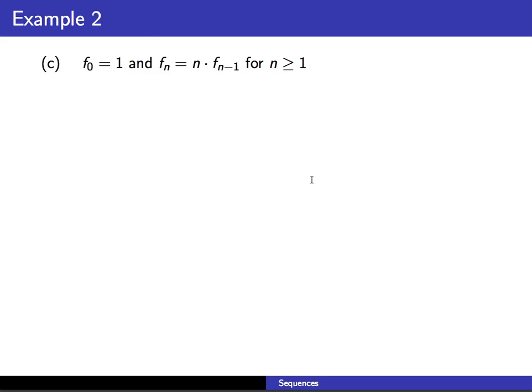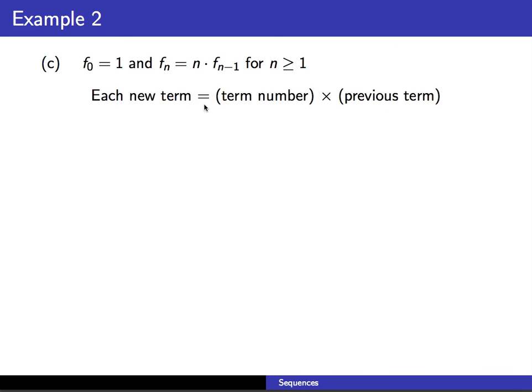All right, part C, we have f sub 0 is 1, and we have f sub n is n times f sub n minus 1. So this time we not only have the previous term, but we also have the term number that we're on. So this one might be helpful to make a table for, but each new term is going to be the term number, that's what n represents, times the previous term. So we're going to start with our first one here being 1. And then our second one, we're going to take the term number, which is 1, this subscript, multiply it by the previous answer, and we get 1.